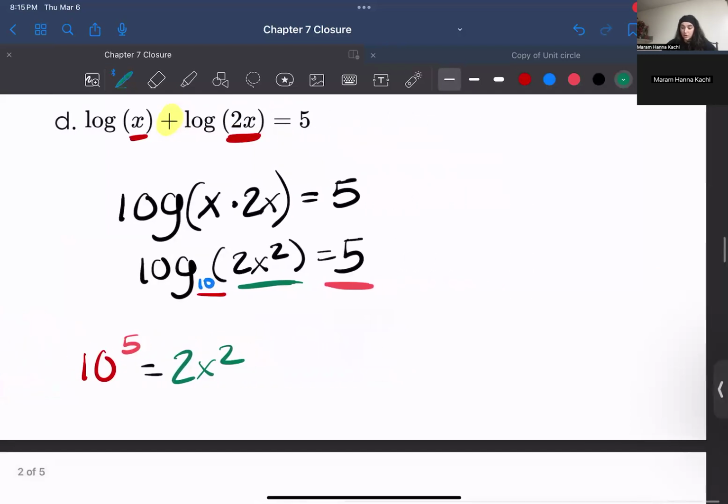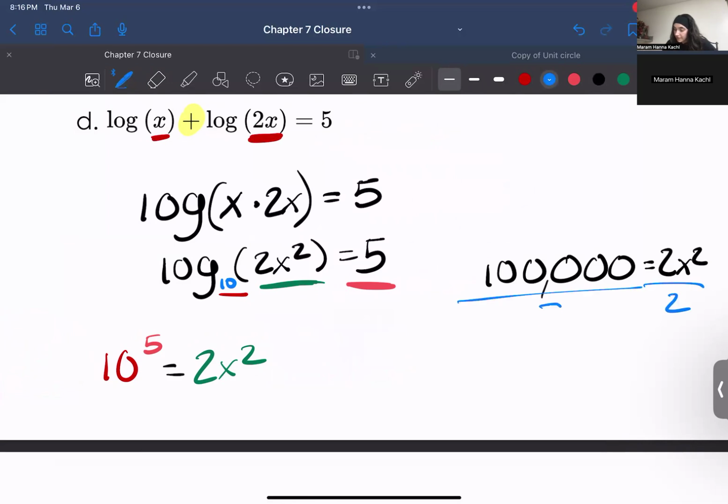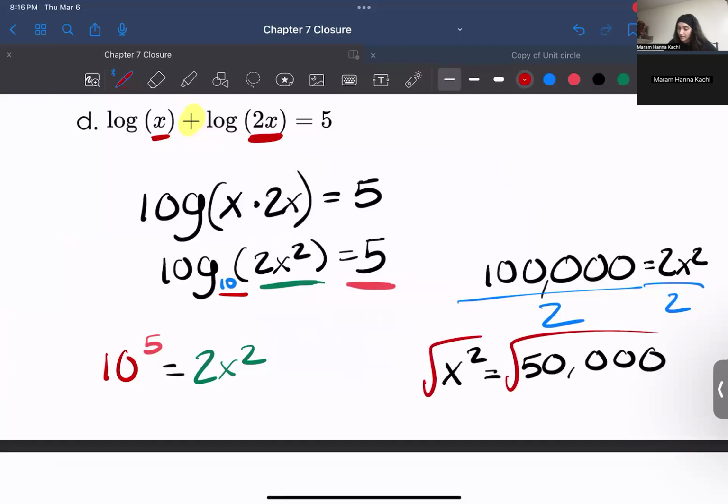Now, if you had a blue calculator, you can do 10 times 10 times 10, 5 times, or you'd have your calculator for this. It gives you 100,000 is equal to 2x squared. Still want to solve for just x. So your first step should be to divide both sides by 2. Got x squared is equal to 50,000. And then I just want x. So how do I undo that? Square root both sides.